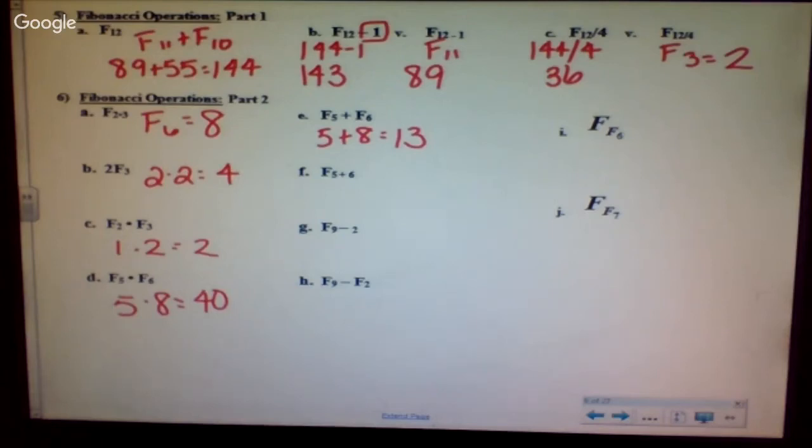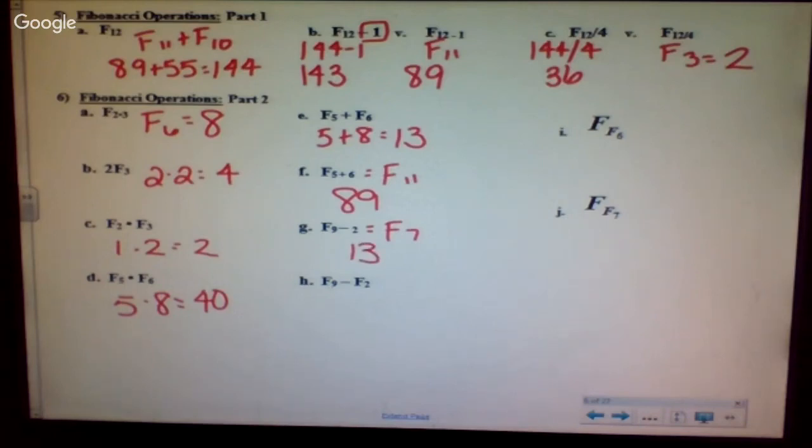Okay, F. See this right here. F is 89. It's F sub 11. The 5 and 6 are down in the subscript, which makes this F sub 11, which is 89. The next one is F sub 7, which is 13.